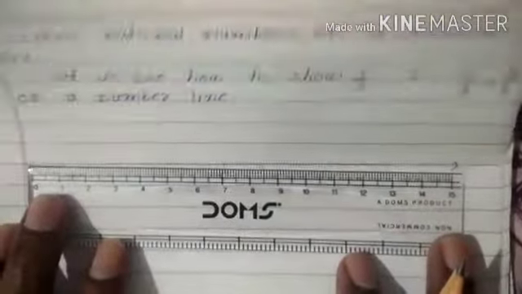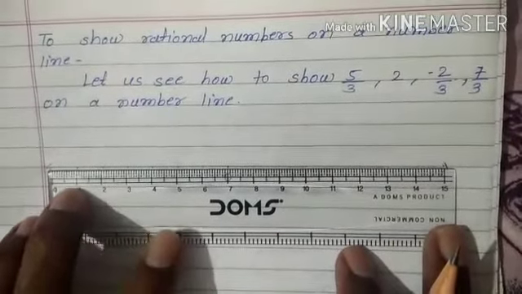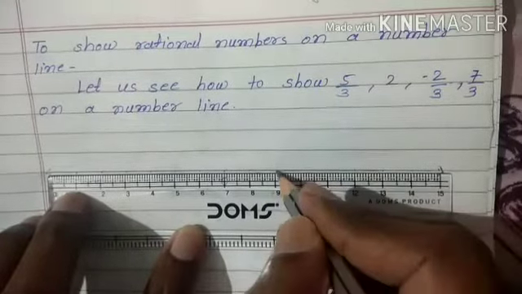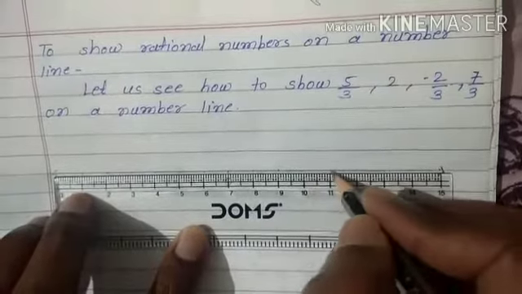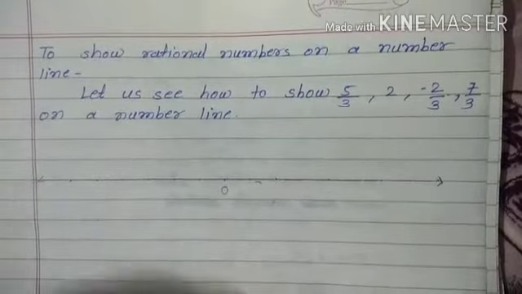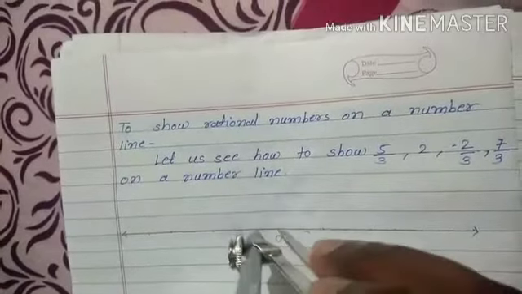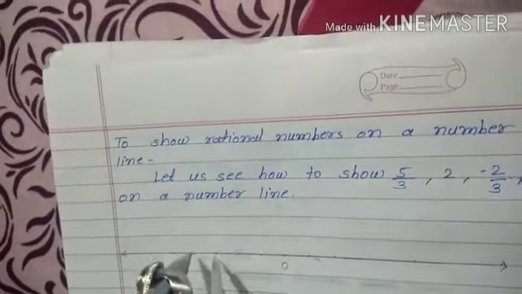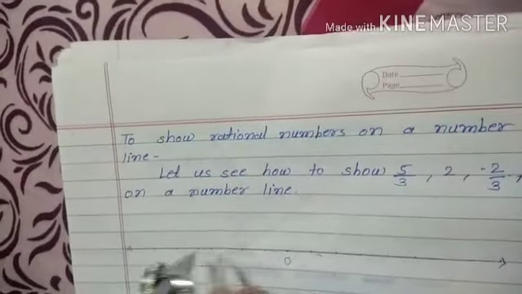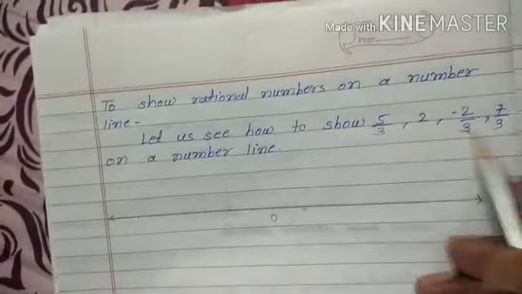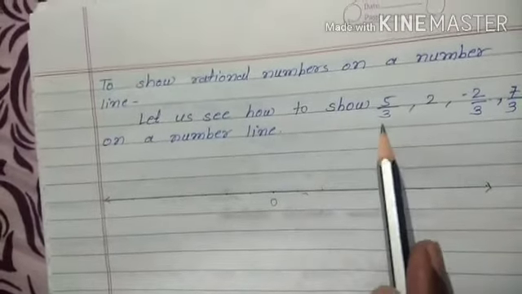With the help of scale we can make equal distances. Or we can use compass for that. We can use compass or scale. We have to show 5 upon 3, 2, -2 upon 3, 7 upon 3. So here denominator is 3.